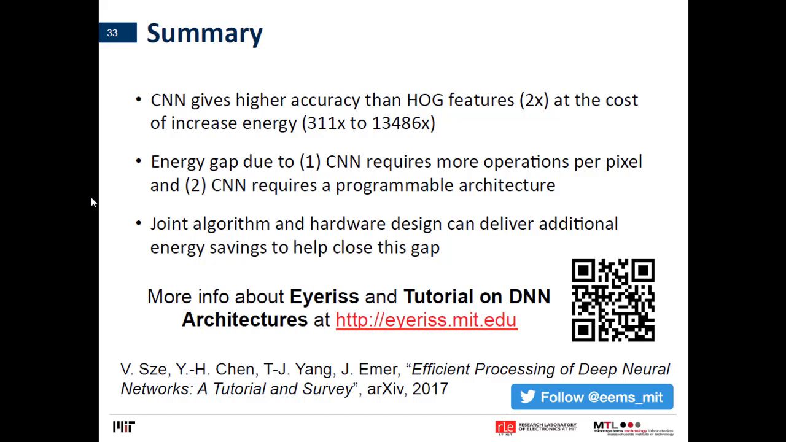And so for more information, really fast, you can go to the Eyeriss website. And then we also have an overview paper on this whole area that's up on arXiv that covers all of this stuff in much more detail. Thank you.